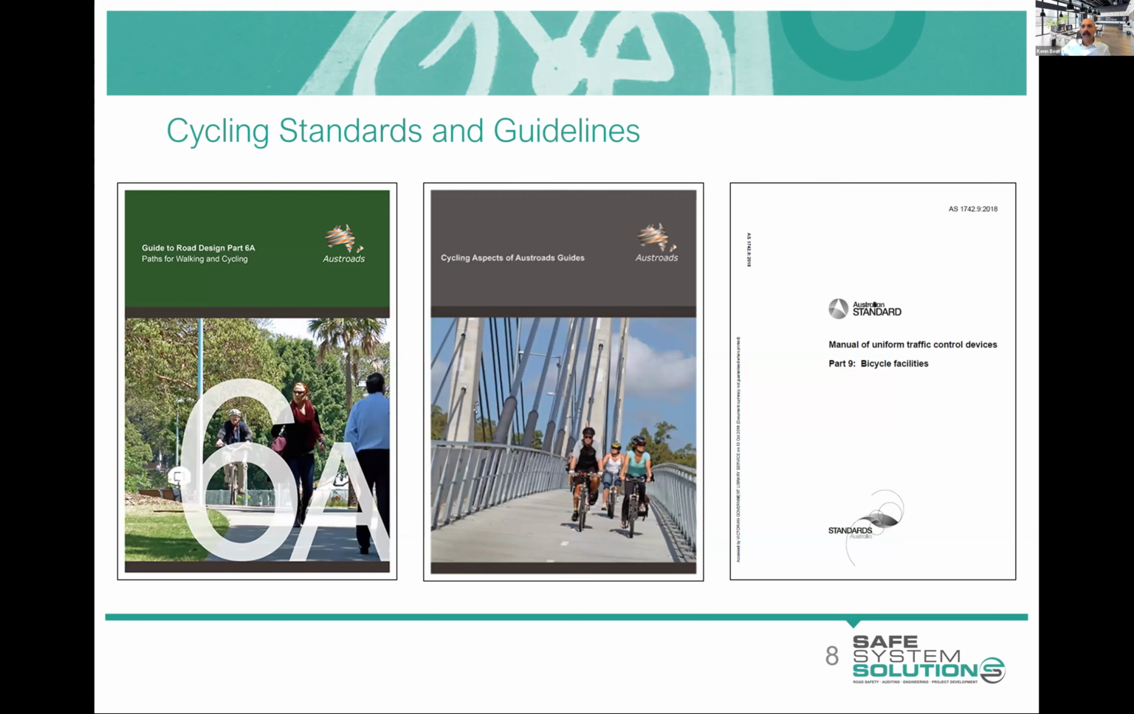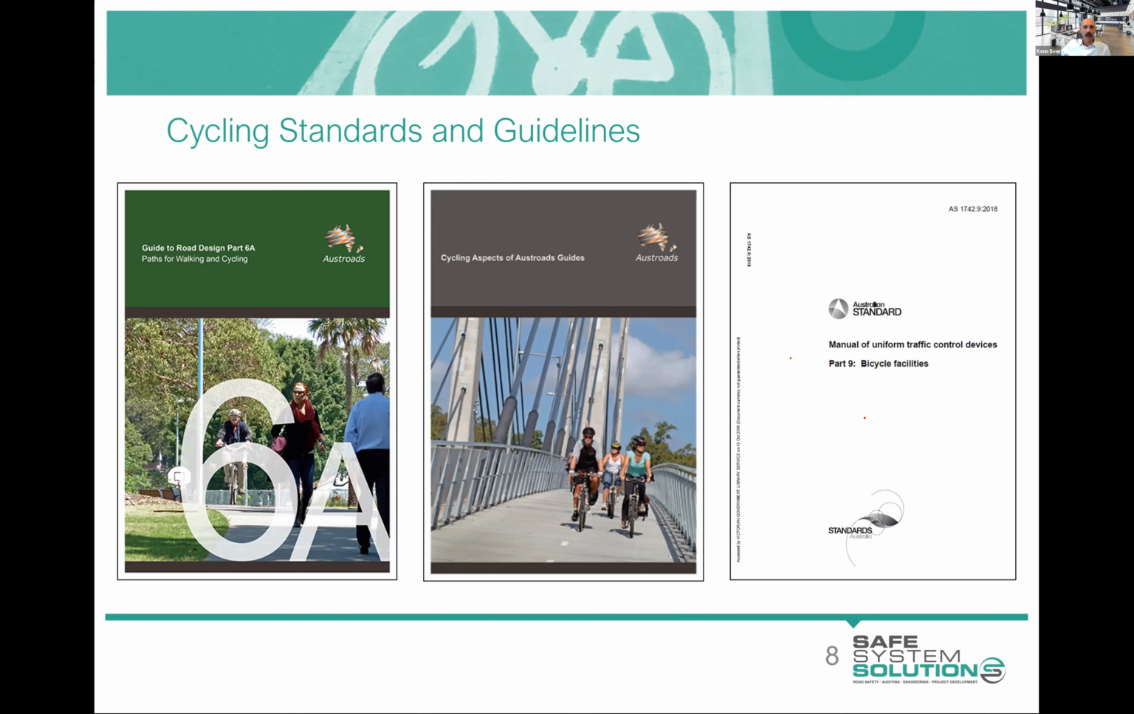And then in terms of standards and guidelines, what is there available? Of course, there's the Australia's Guide to Road Design Part 6A, which is the paths for walking and cycling. We've got this other interesting document, which is cycling aspects of the Austroads guides, which tried to collect together all the little bits and pieces from around the Austroads guides around cycling to put them all into one spot.